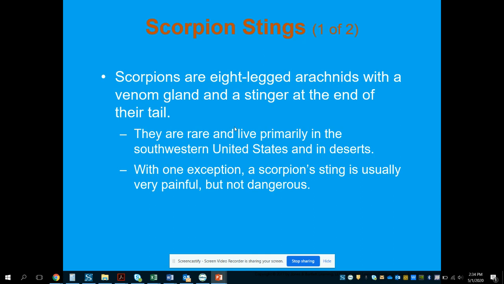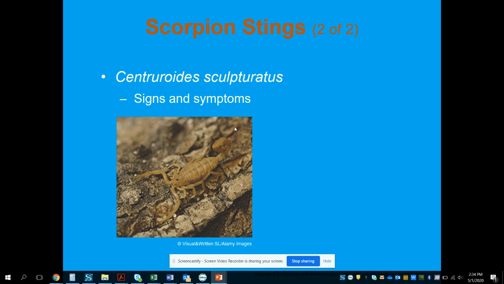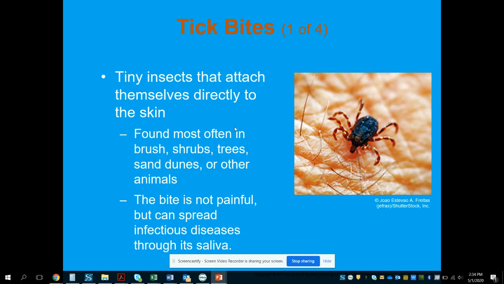Now, scorpion stings. Scorpions are 8-legged arachnids with a venom gland and a stinger at the end of their tail. They are rare and live primarily in the southwestern United States and in deserts. With one exception, a scorpion sting is usually very painful but not dangerous. And this is the one very dangerous scorpion. Do not ask me how to say that because I have no idea, but very painful to say the least.